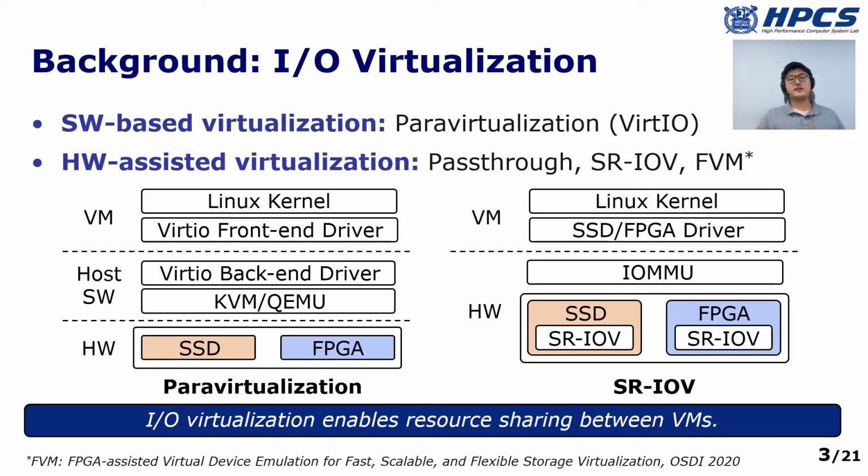And the other way is hardware-assisted virtualization. For example, an SR-IOV-capable device virtualizes itself, and it creates multiple virtual instances. Its virtual machine then has direct access to those virtual instances and shares a physical device with other virtual machines.